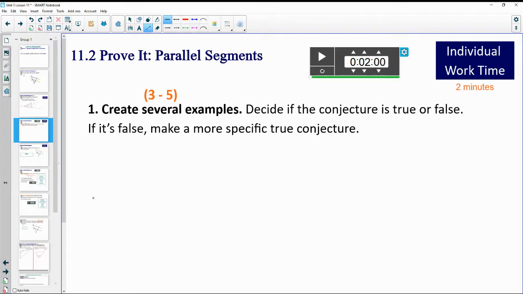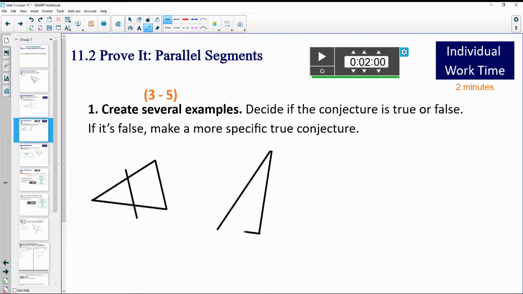So you should have created several different examples of triangles. Maybe your triangles looked something like this. So here would be one example that could have happened. Maybe you did an example like this, and then this line parallel. Maybe you did it way up there. But you created several examples of triangles here with parallel lines.